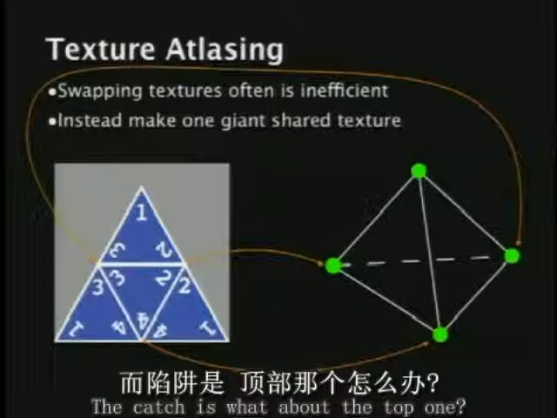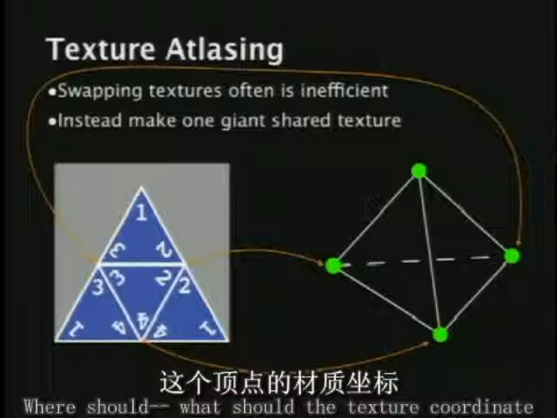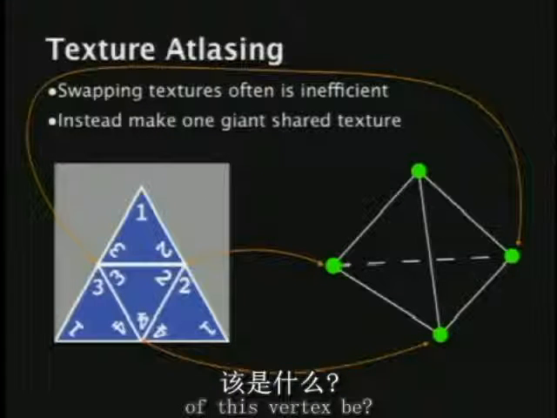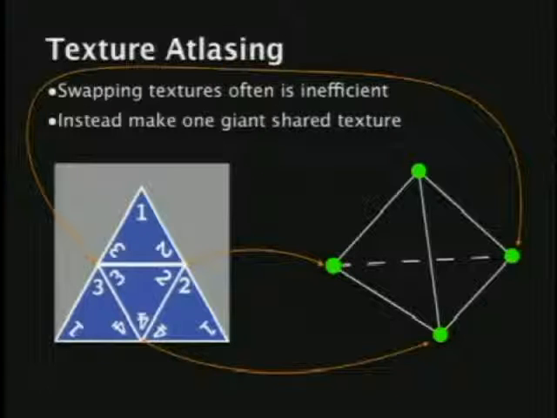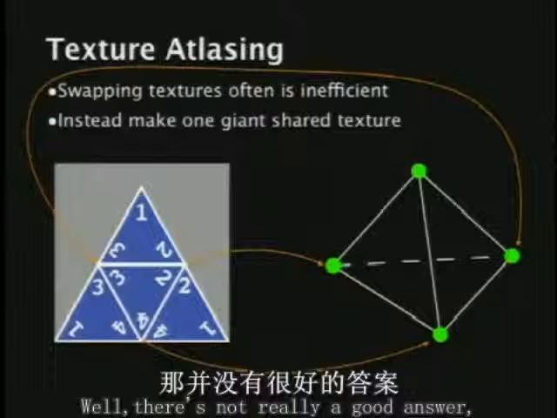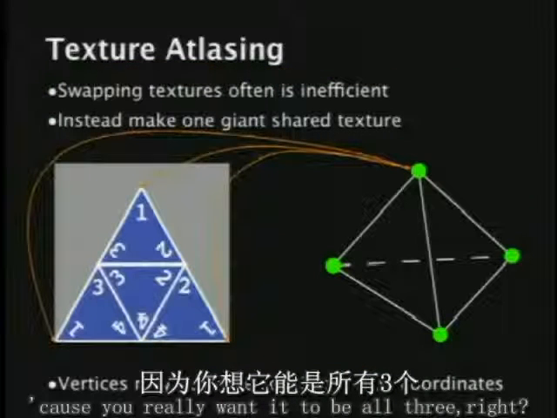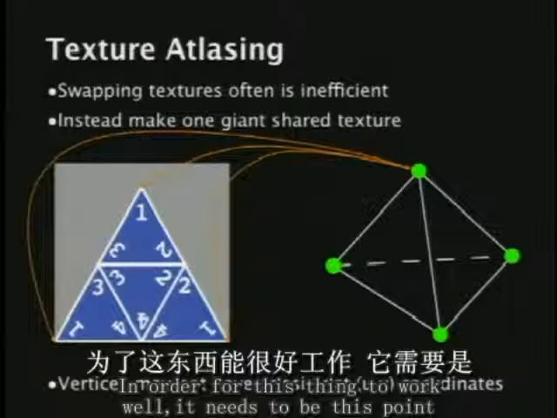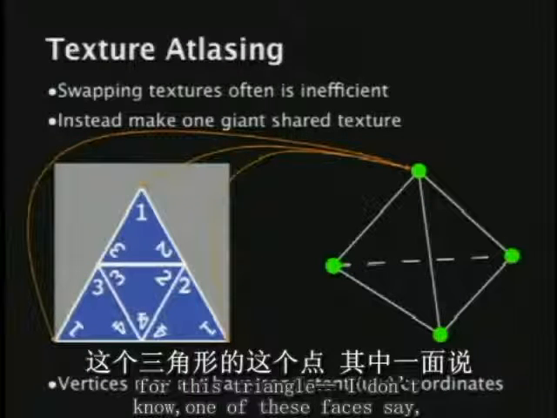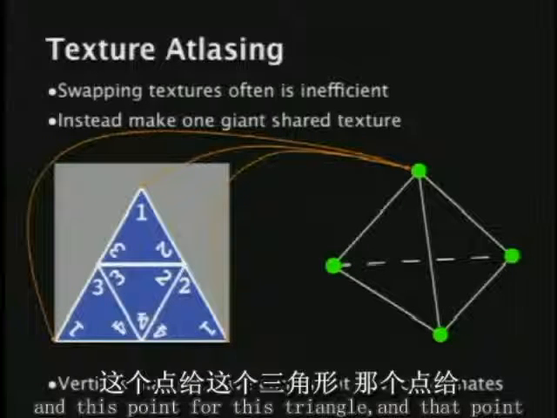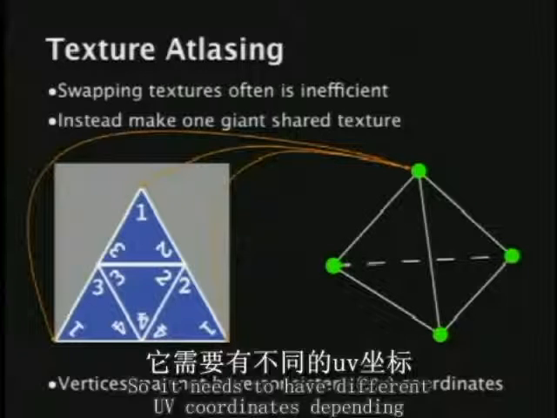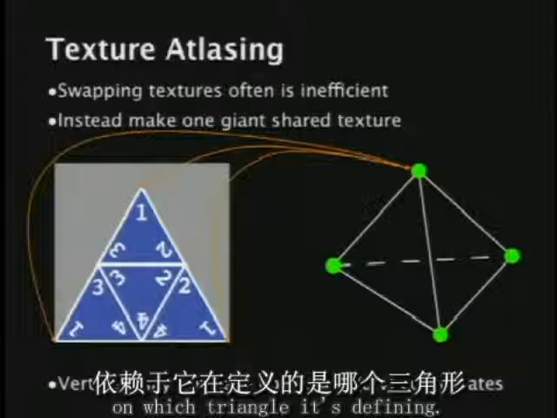The catch is, what about the top one? What should the texture coordinate of this vertex be? Well, there's not really a good answer, because you really want it to be all three, right? In order for this thing to work well, it needs to be this point for this triangle, so that's, I don't know, one of these faces, say, and this point for this triangle, and that point for that triangle, right? So it needs to have different UV coordinates depending on which triangle it's defining.